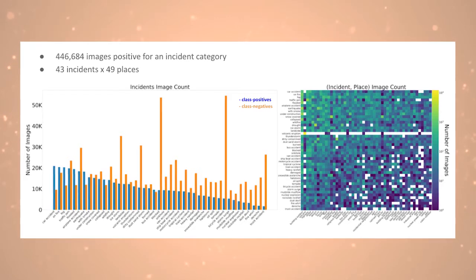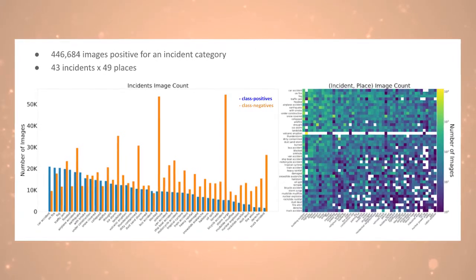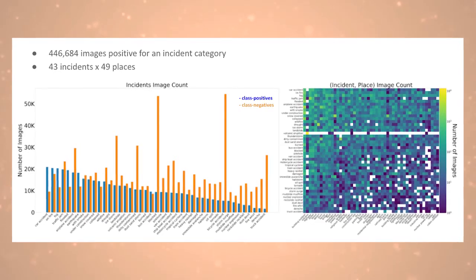One of the challenges with this project was coming up with and creating a data set to start the task of natural disaster and incident understanding in images. So the first thing we did was curate a bunch of classes, 43 different incident categories across 49 different place categories, and we constructed a data set with about 500,000 images.